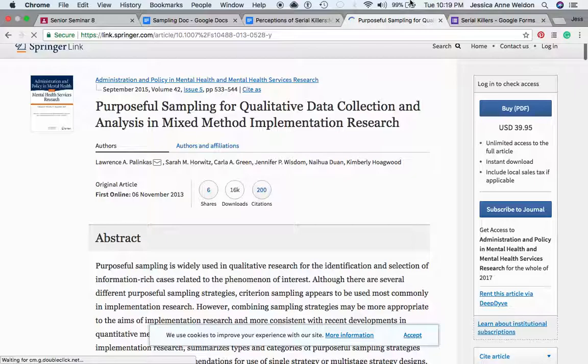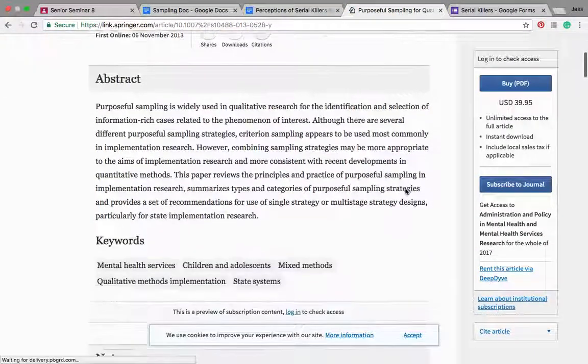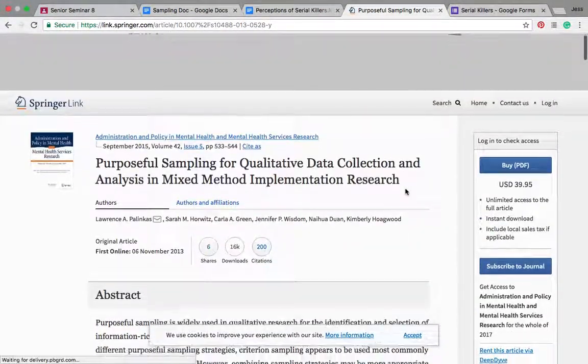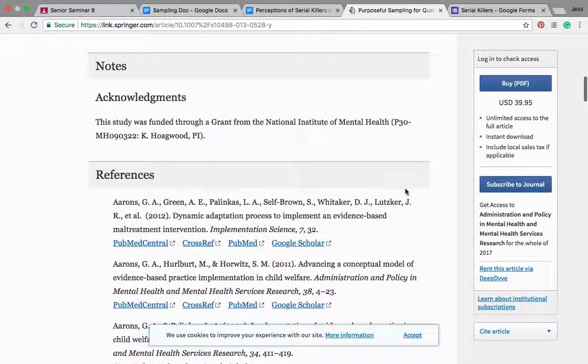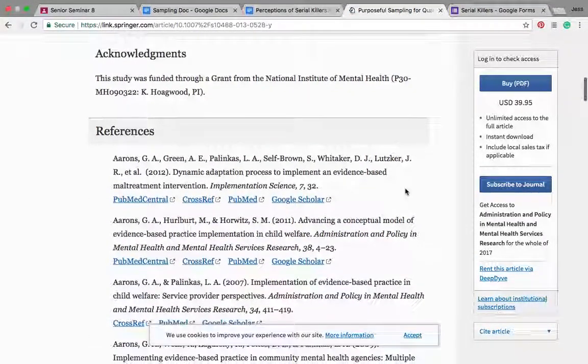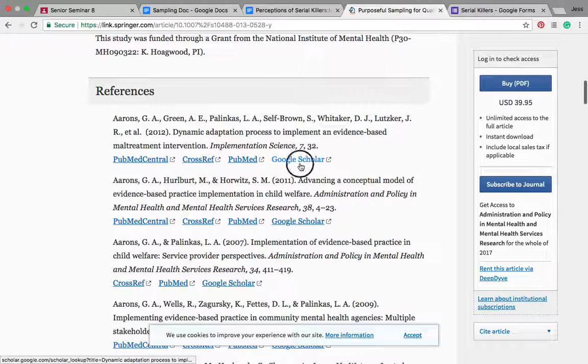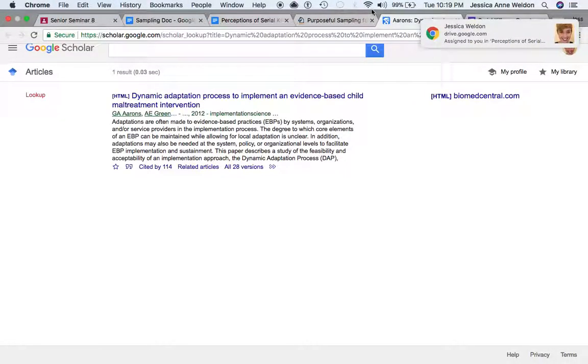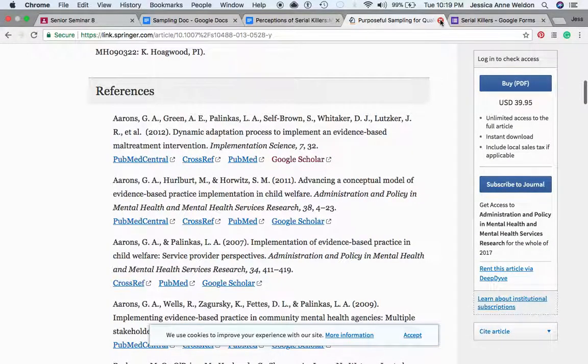Lo and behold, here's an abstract to a journal article. If you were writing a literature review, you already have a source here, and look, all of their references are published. Congratulations. You're welcome. This is awesome. Okay, so there's the end of that digression.